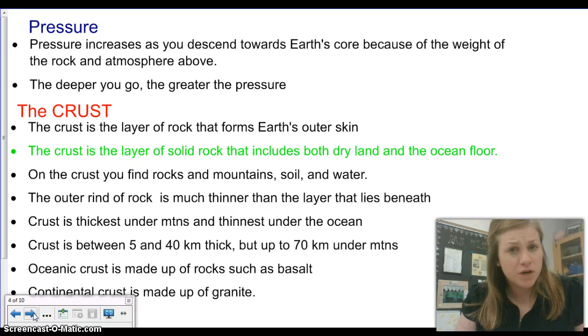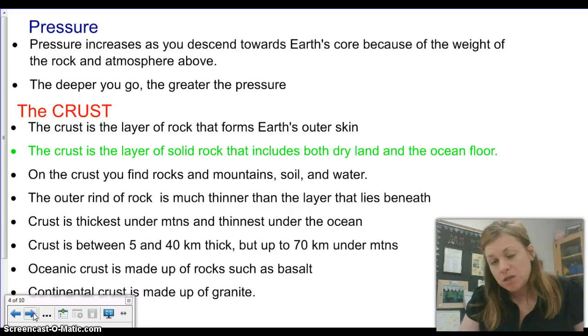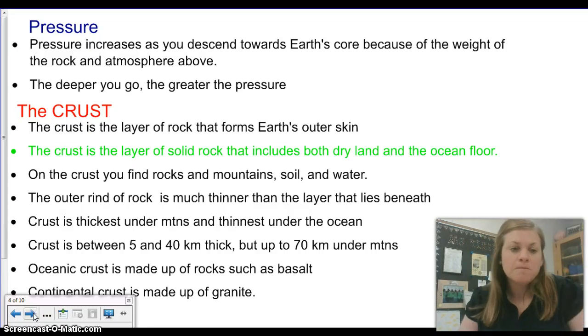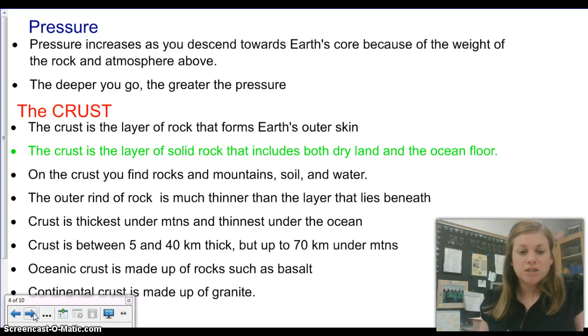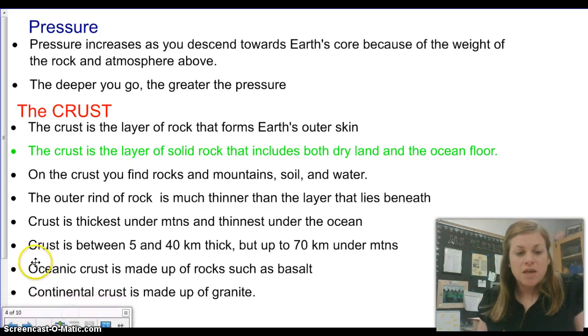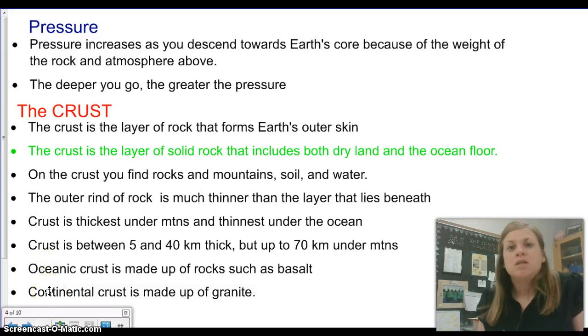It's between 5 and 40 kilometers thick, up to 70 kilometers thick at the mountains because obviously you're moving so much higher. Oceanic crust is made up of rocks such as basalt, and continental crust is made up of granite. These two things, oceanic crust and continental crust, you need to know. We will talk about this later in the book. Basalt and granite, how they're made, where they come from, why they're important, you need to know that.